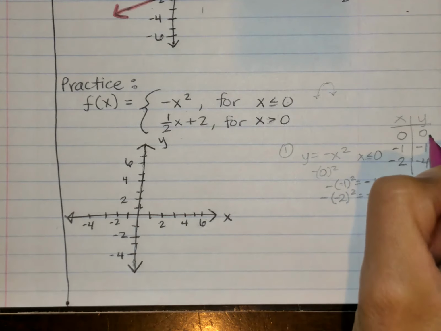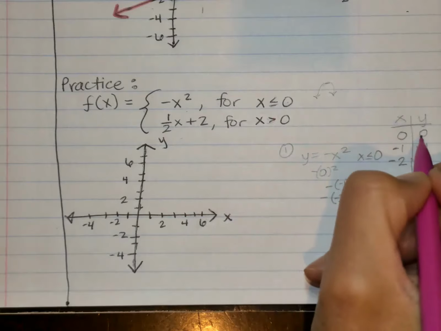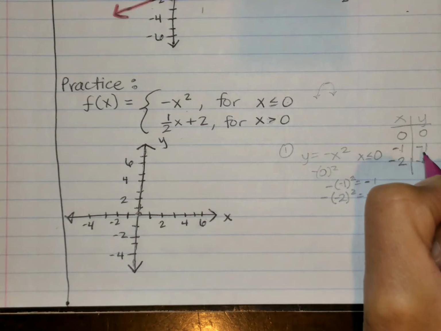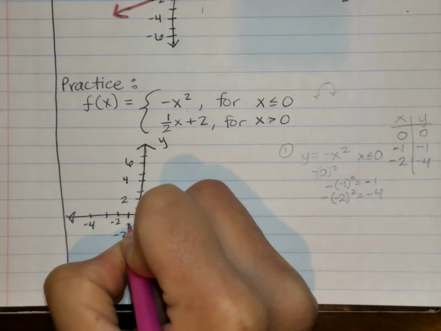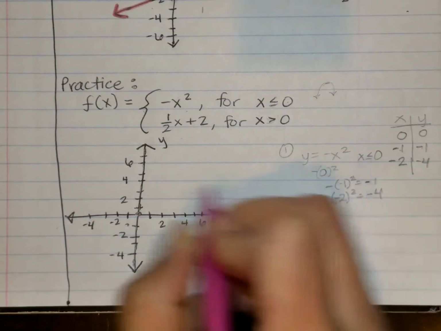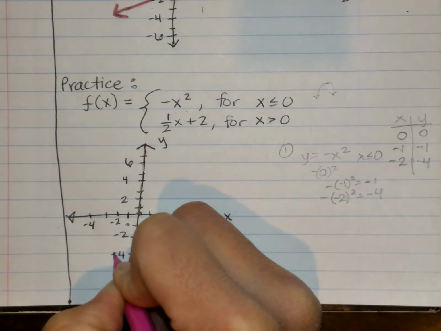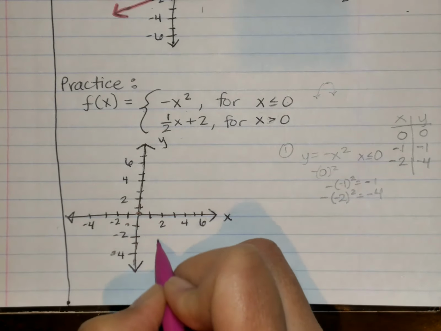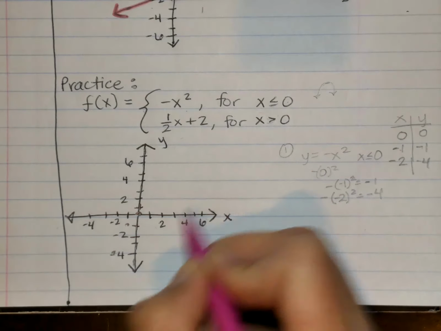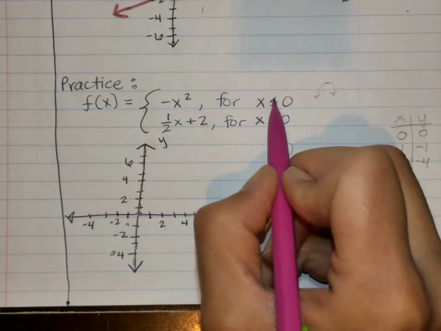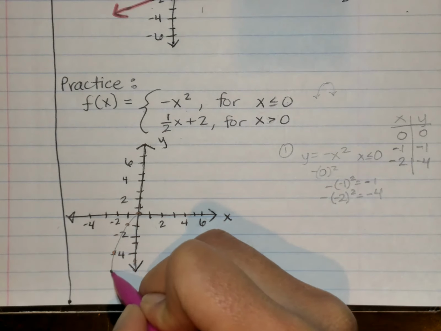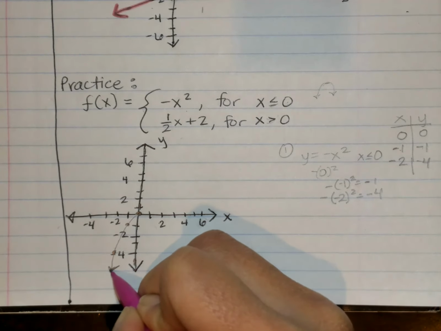So I'm going to plot my points, and this one is a closed circle, so at 0, 0. And then x is -1, y is -1. And then at x is -2, y is -4. So you can see it's like half of the parabola. Remember, parabolas are symmetric. It would go on the other side too, except we only want to show it for x is less than or equal to 0. So I'm going to connect, draw an arrow because it does continue.